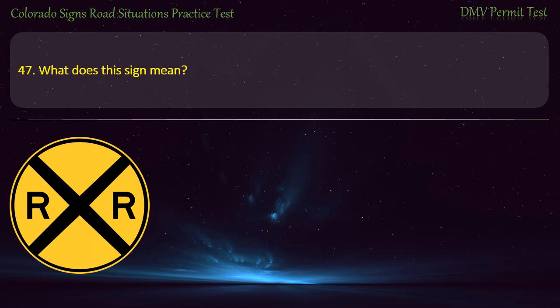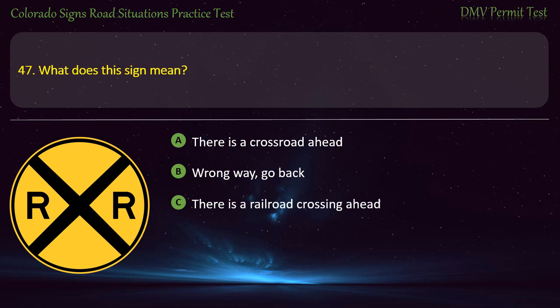Question 47. What does this sign mean? There is a crossroad ahead. Wrong way, go back. There is a railroad crossing ahead. There is a river crossing ahead. Answer. There is a railroad crossing ahead.